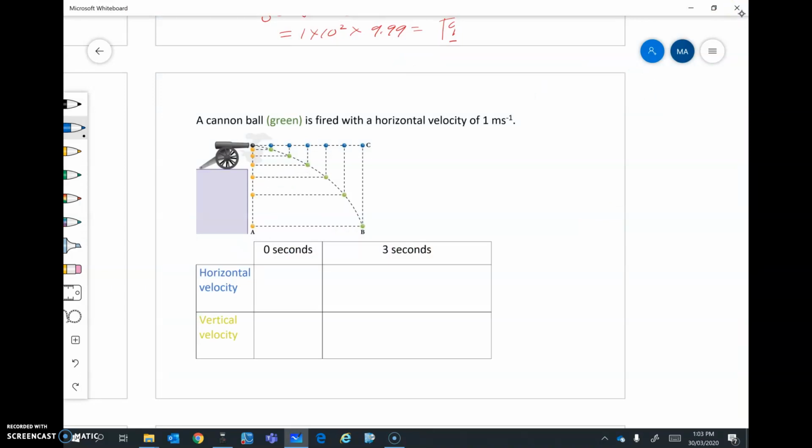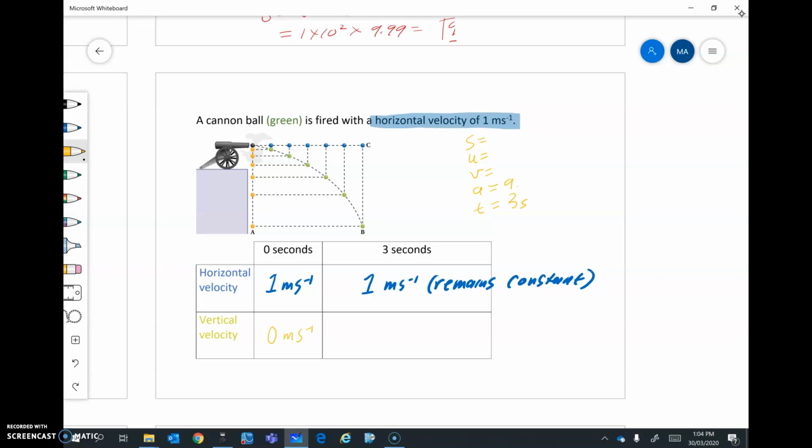For the cannonball example from earlier, we have a horizontal velocity of 1 meter per second. So at the beginning, the horizontal velocity is 1 meter per second. 3 seconds later, that hasn't changed. That remains constant. Now the vertical velocity, on the other hand, that's accelerated motion. Just like a dropped object, this starts at 0 meters per second. We can use suvat to calculate its velocity 3 seconds later.